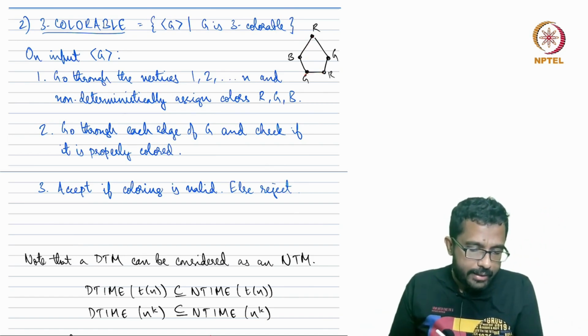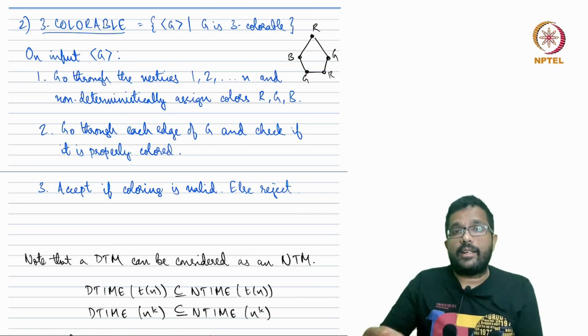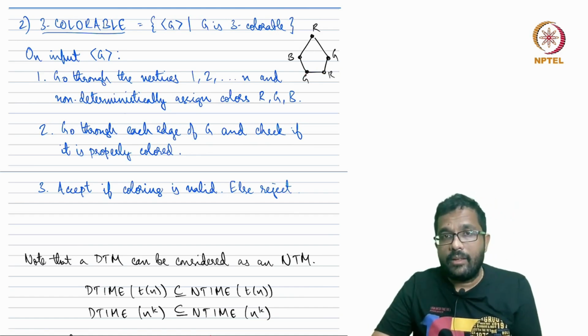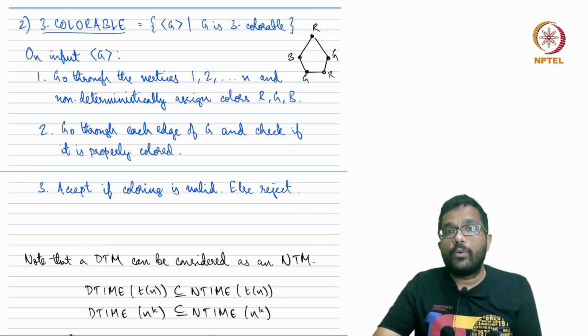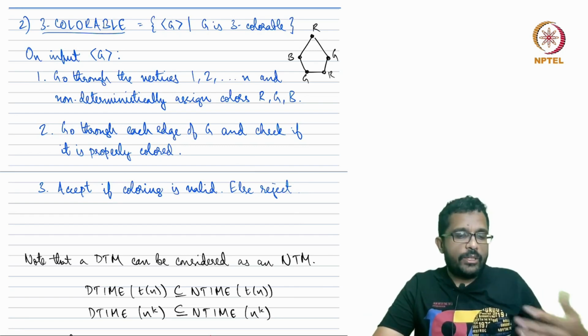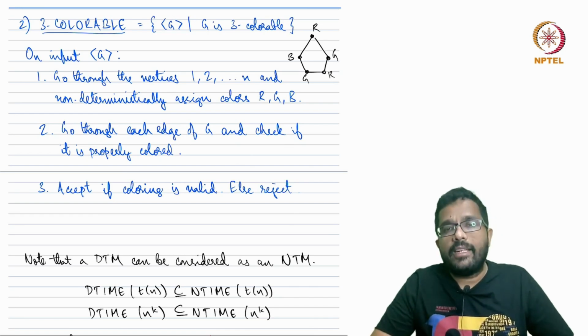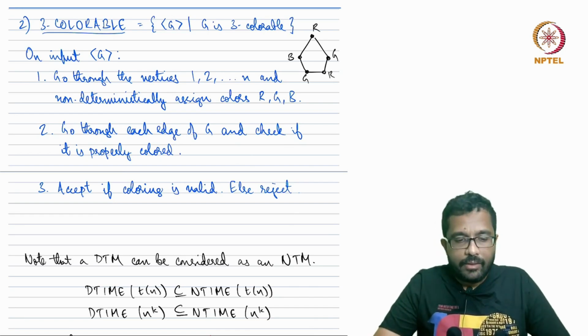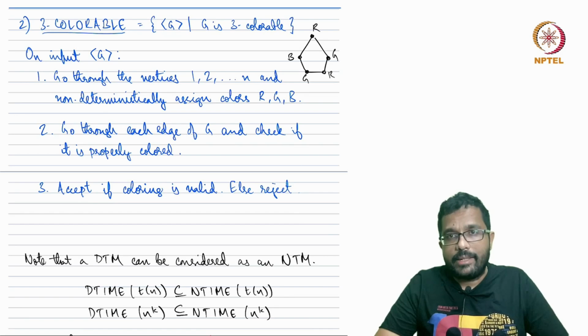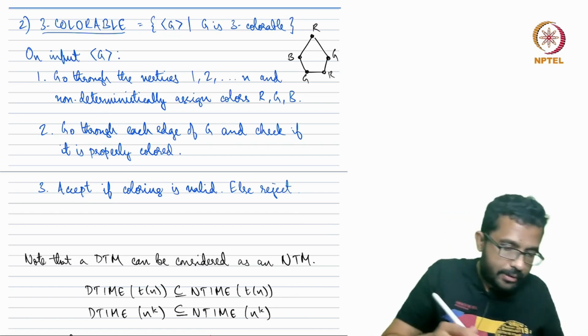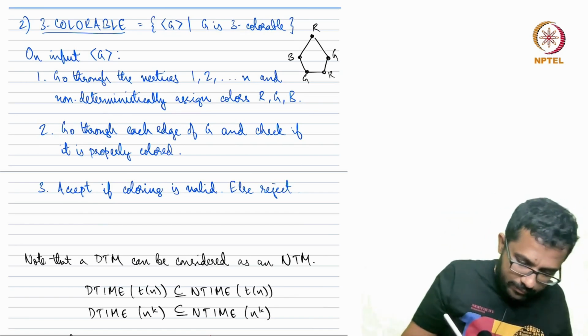Given a graph, how do we check this? Again, I will explain the brute force approach, which is deterministic. For each vertex, how many assignments are possible? Let's say red, green and blue are the three colors. So suppose the graph has n vertices.